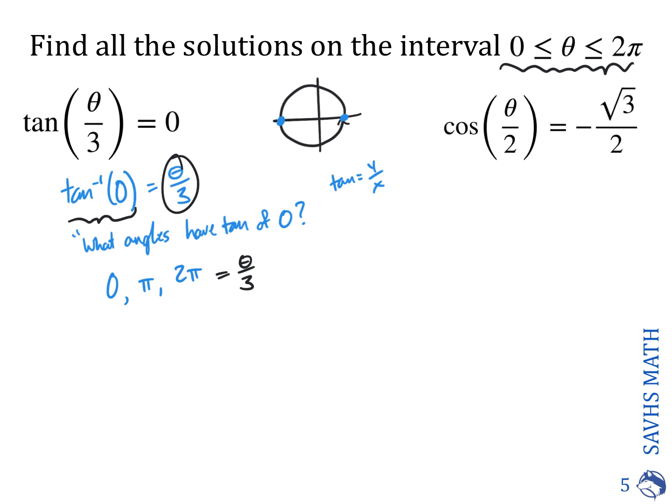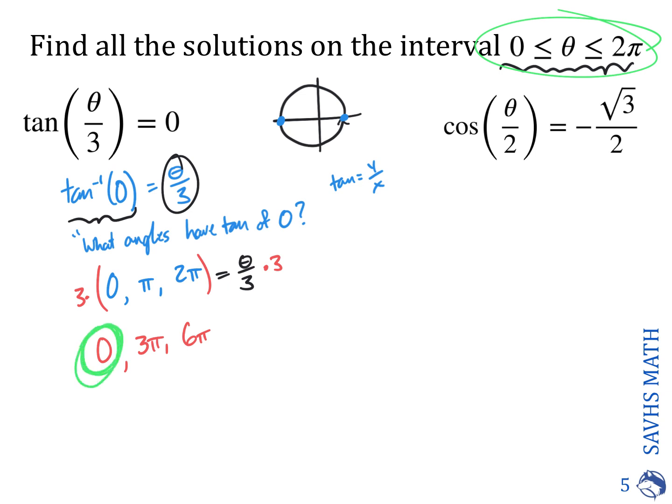Now we can multiply by 3 to get these. We're going to multiply each of these by 3. So 3 times 0 is 0, 3 pi, or 6 pi. Only one of these is in this interval, in the range that we're looking for, and that is 0. So we're going to write theta equals 0.